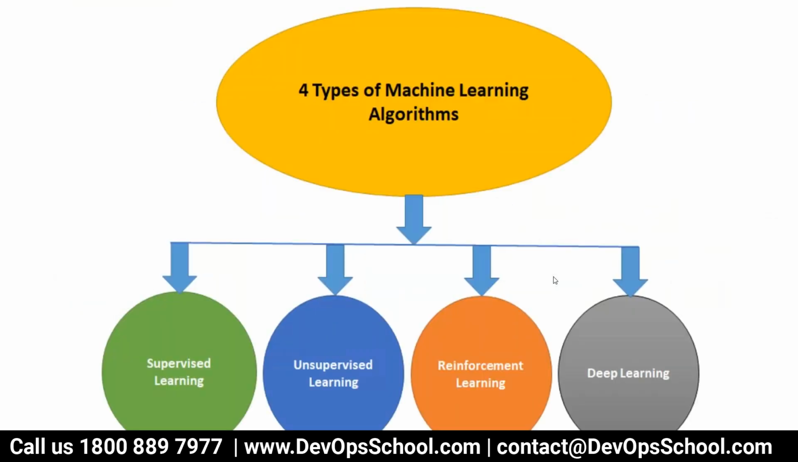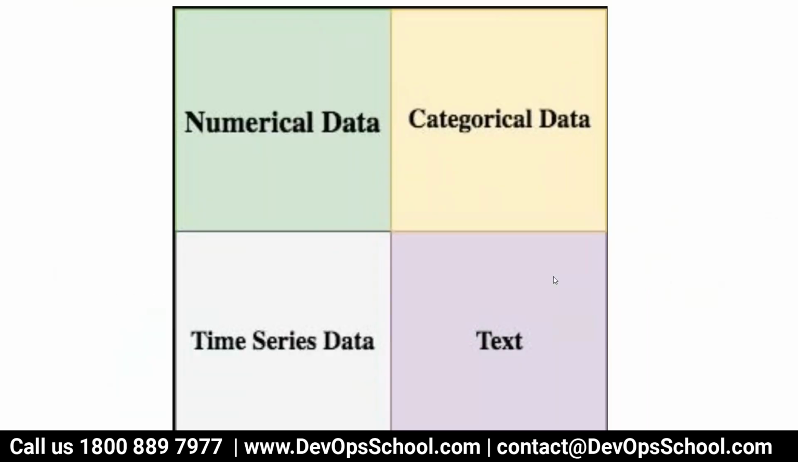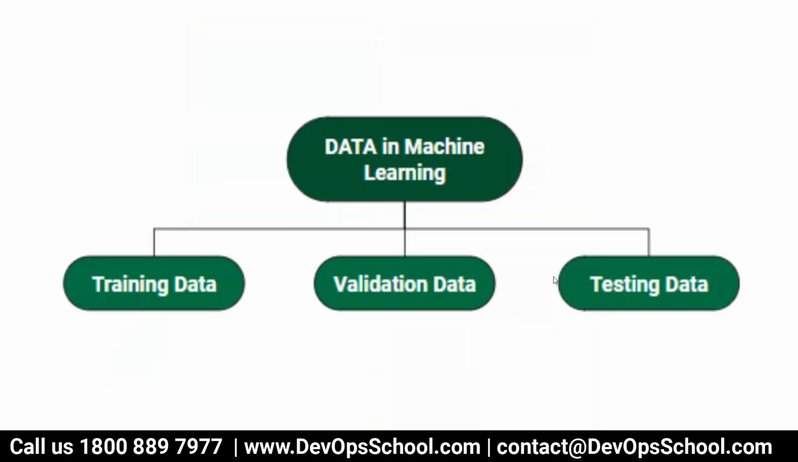So what are the data? Data can be of different types. We have numerical data, time series data, categorical data, and some text-based data. So these are the data you have. You can use the data for training, for validating, and then for testing.